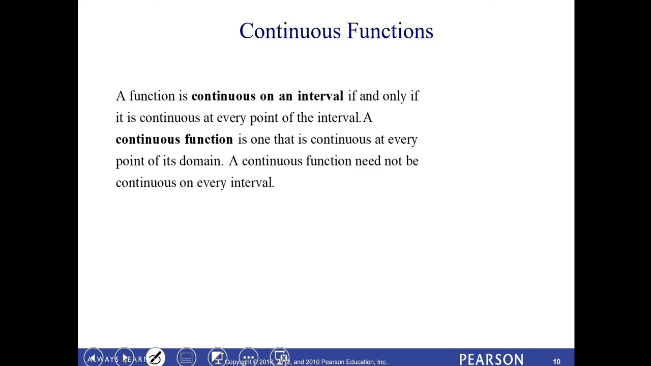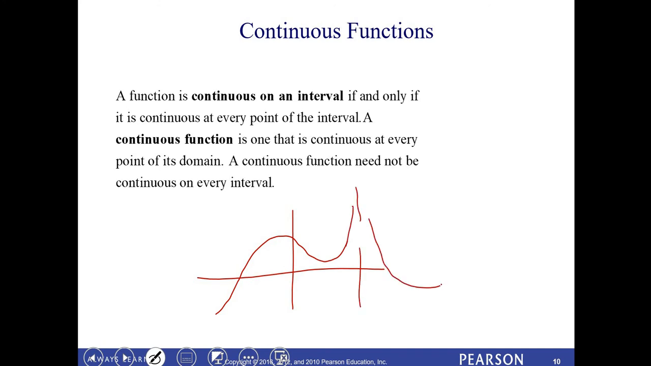A function is continuous on an interval if and only if it is continuous at every point of the interval. A continuous function is one that is continuous at every point of its domain. A continuous function need not be continuous on every interval. In other words, I can have a function that is continuous on a particular interval, but not across every interval.